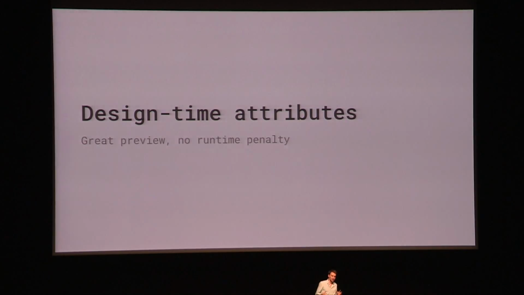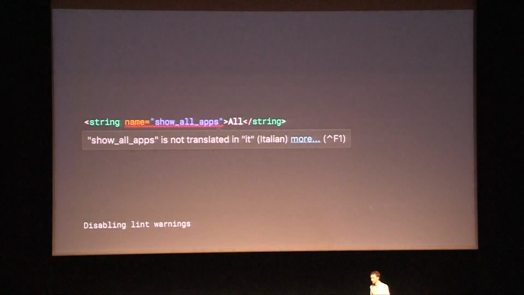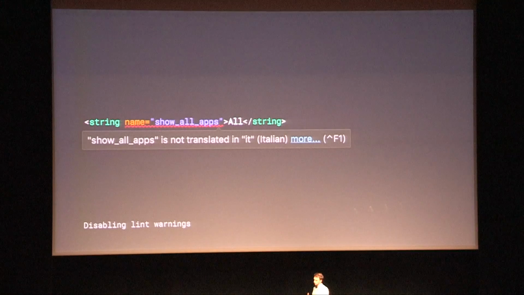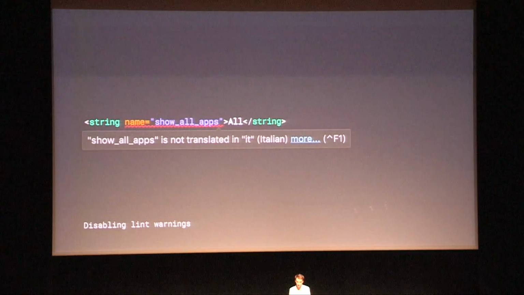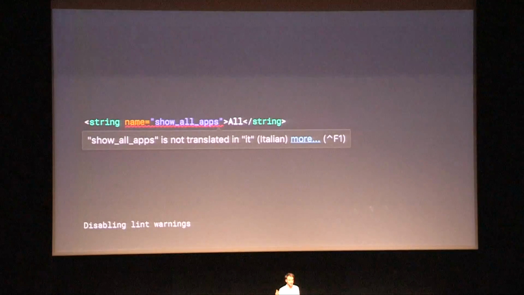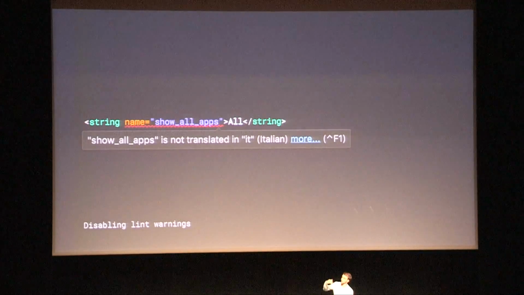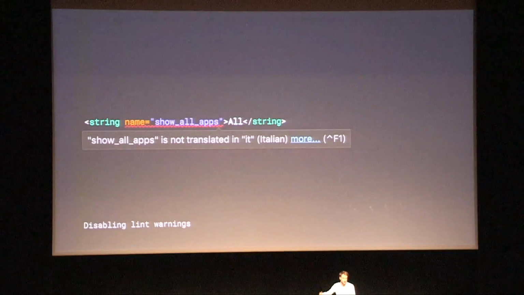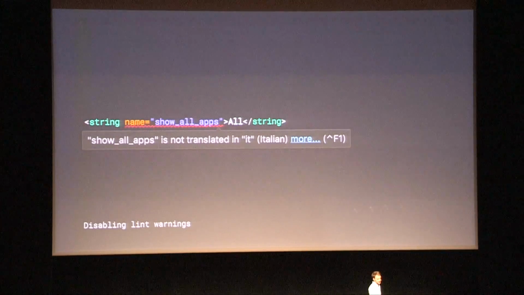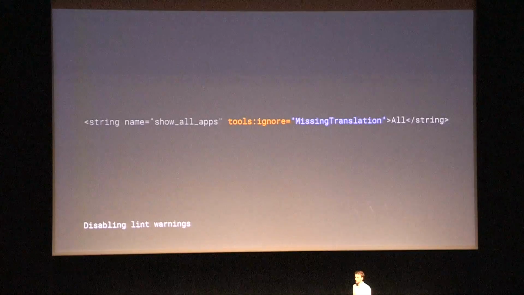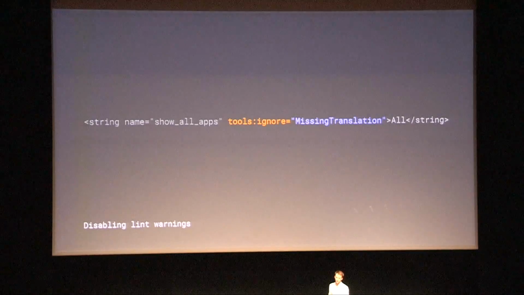You might all have heard about tools attributes. A tools attribute is our way in XML to add an annotation. So when you have a lint error in Java and you want to ignore it, you might just add an annotation. What you would do in XML is to add this tools attribute. For example, we don't want to translate this whole string to Italian, so what we do is just add the tools:ignore="MissingTranslation" attribute to our XML file.